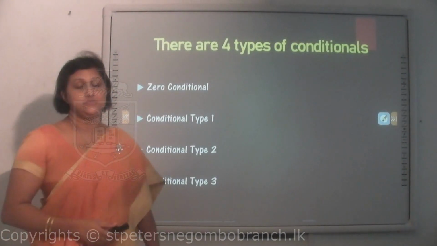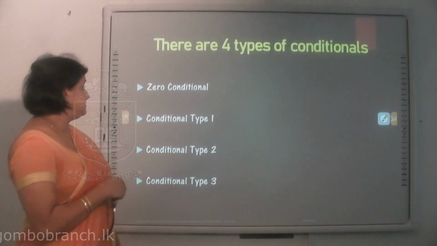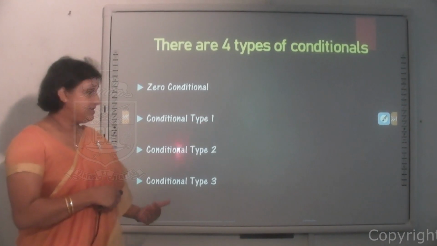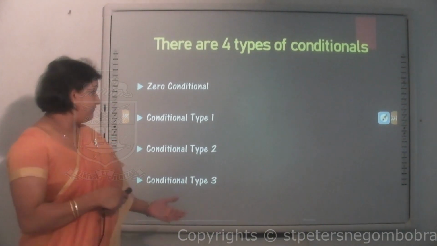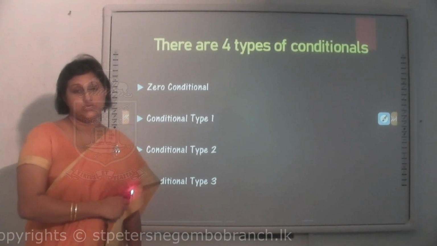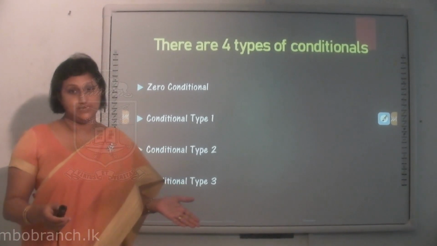There are 4 types of conditionals. Like the previous slide, we said zero conditional, conditional type 1, conditional type 2 and conditional type 3. I'm sure you all are familiar with these 3 types. Now we are going to add the zero conditional as well. So you are going to complete all the 4 sections in conditional sentences.